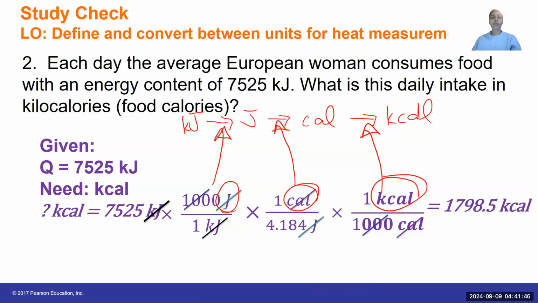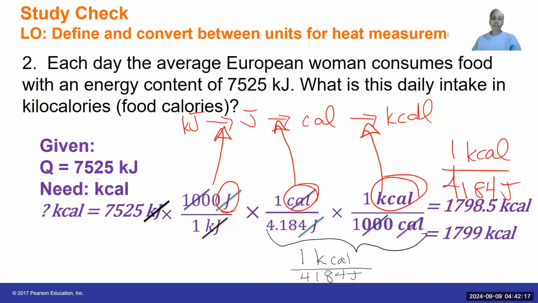And so we plug in our calculator, 7,525 divided by 4.184, and we get 1,798.5 kilocalories. However, we have to have how many significant figures? We started with 1, 2, 3, 4 sig figs. So our answer is 1,799 kilocalories.